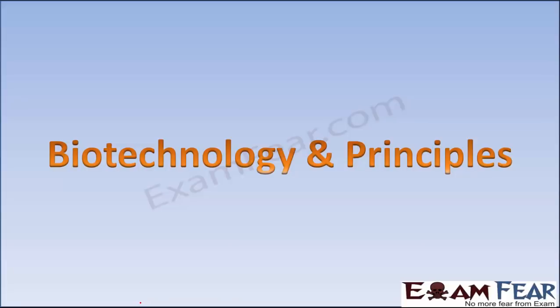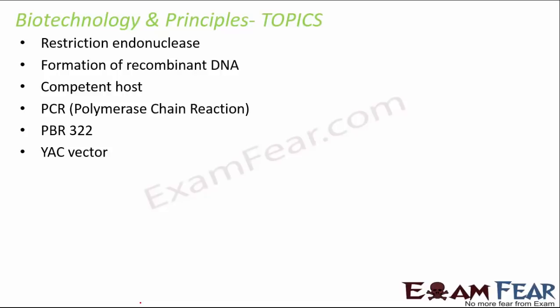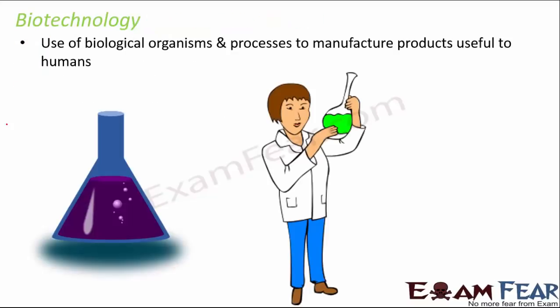Okay, so let's get started with biotechnology principles. In this chapter, we are going to talk about some important topics like restriction endonuclease, formation of recombinant DNA, competent host, PCR, that is polymerase chain reaction, PBR322, YAC vector. These are some of the topics from where you tend to get a good number of questions. So let's quickly revise the entire chapter.